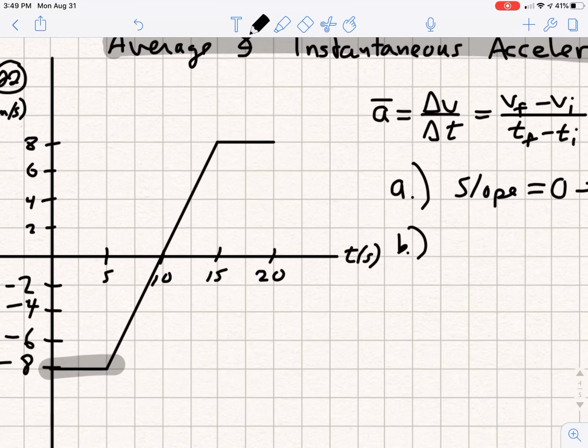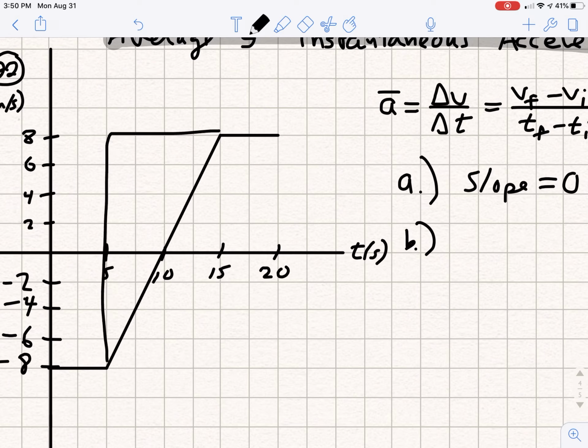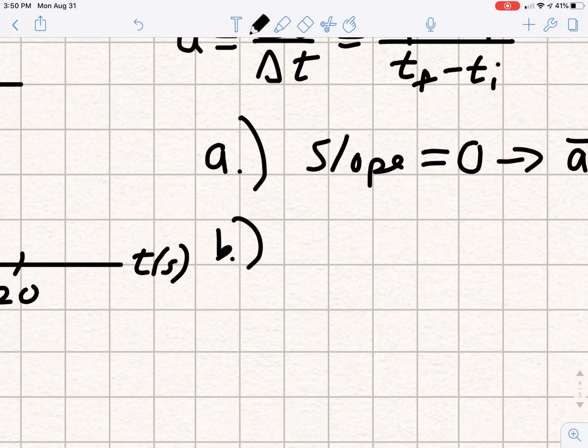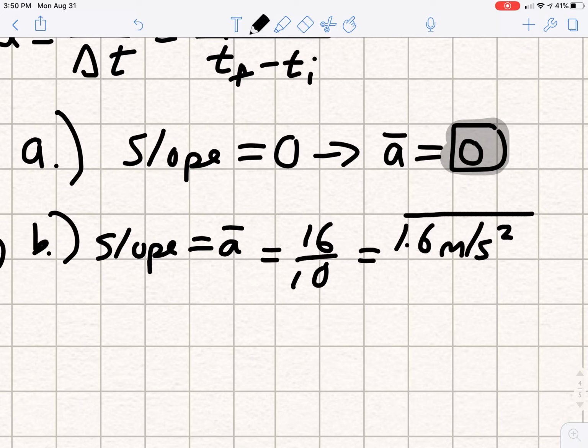From 5 to 15 seconds, it is this upward slope right here. Now that upward slope could be measured a variety of ways. We can go up 8 over 5. We can go up 16 over 10. Either way, the slope, and thus the average acceleration, would equal about 1.6 meters per second squared. Notice the new unit now. Meters per second squared would be meters per second per second.